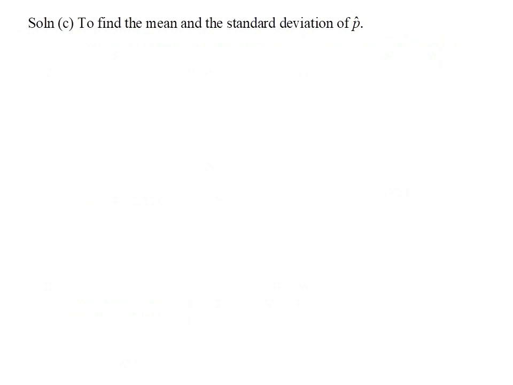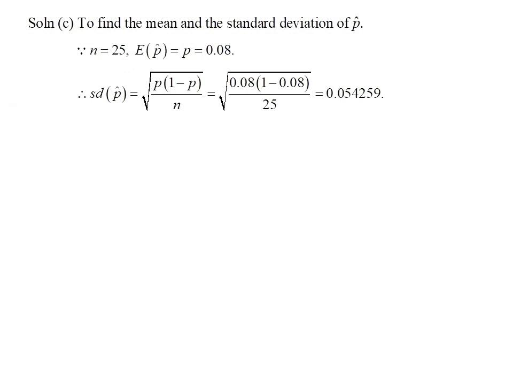Since part C of this question is to find the mean and the standard deviation of the sample proportion, and we know the sample number is 25, the sample mean equals 0.08, hence the sample standard deviation equals the square root of p times (1 minus p) over n, which equals 0.054259.